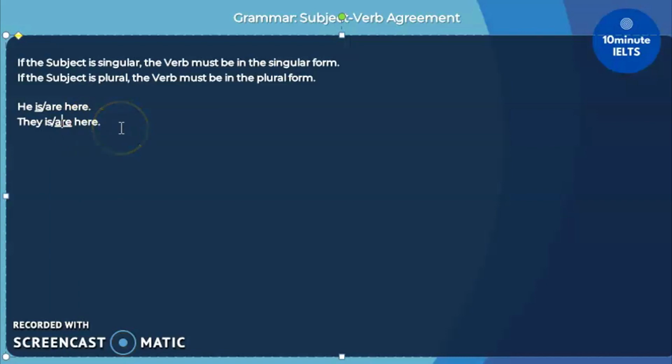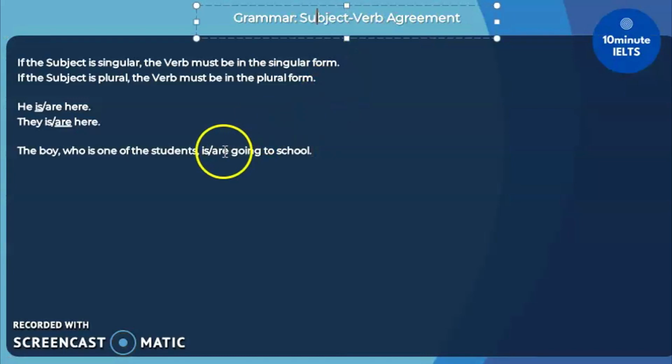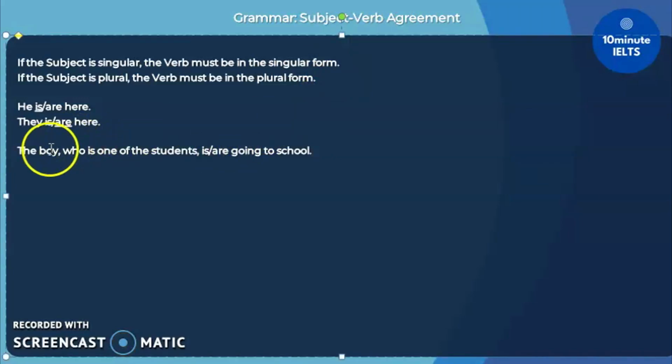Now that's very basic and simple, but it does get a bit trickier when you start changing the rule a bit in terms of the subject we're identifying. For example, the boy who is one of the students is or are going to school. Now, remember that it is subject-verb agreement. And that means to say that the verb must only agree with the subject.